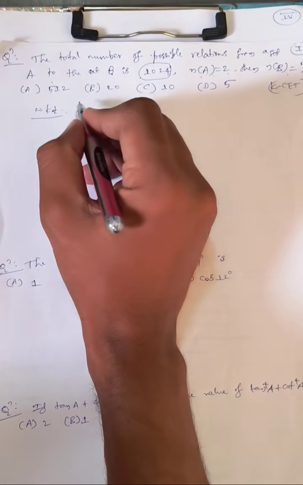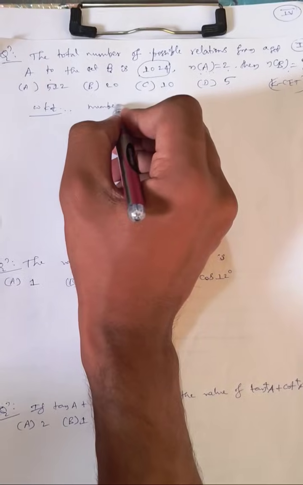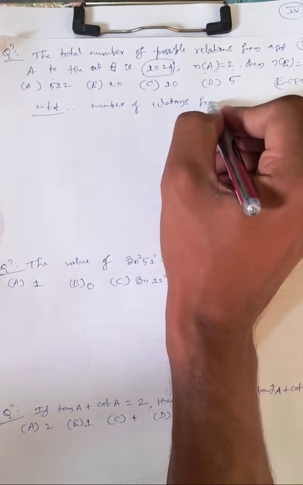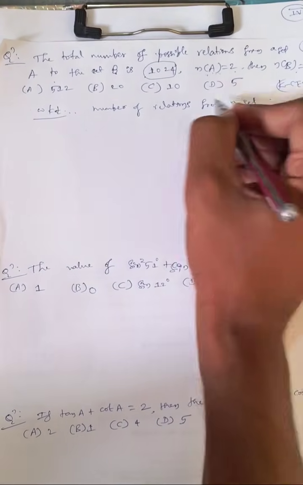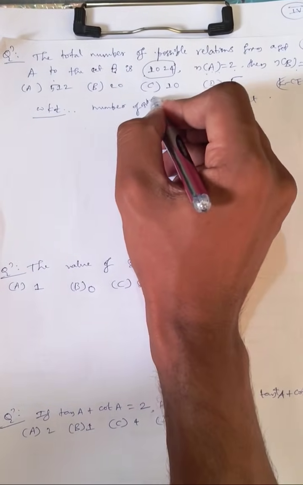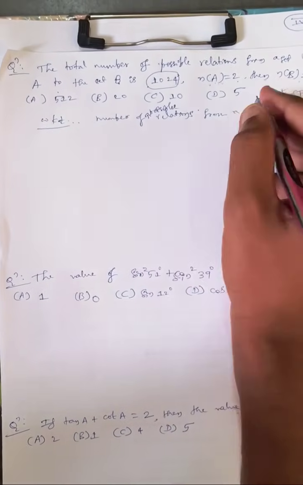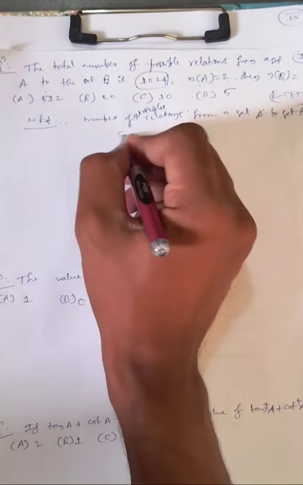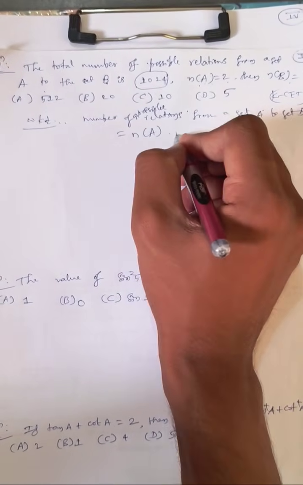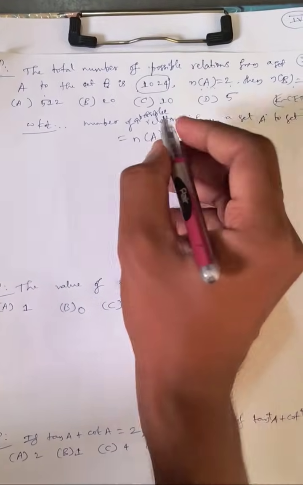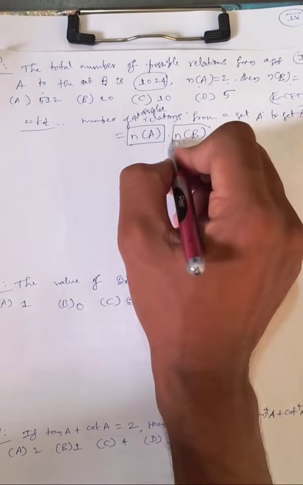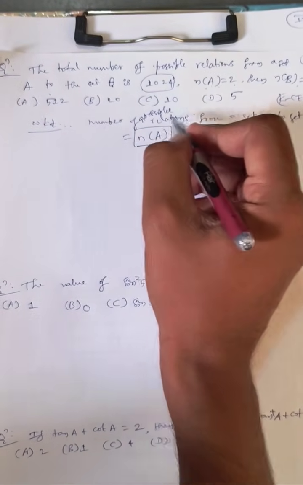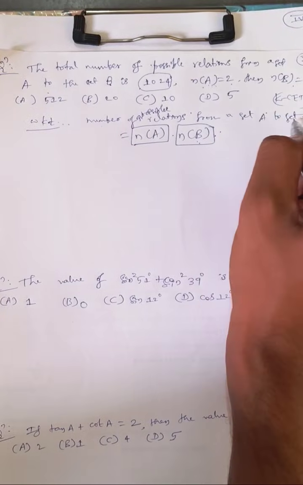We know that the number of possible relations, that is the number of total relations from a set A to set B, is always equal to n of A into n of B. Is it clear, students? That is, the number of elements in the set A multiplied by the number of elements in the set B equals the number of total possible relations from set A to the set B.